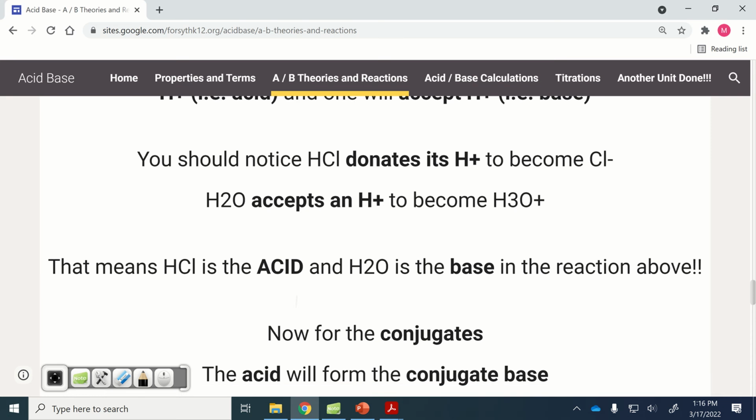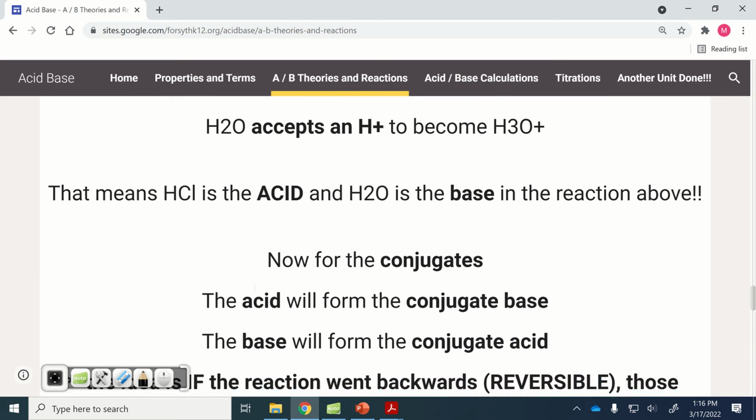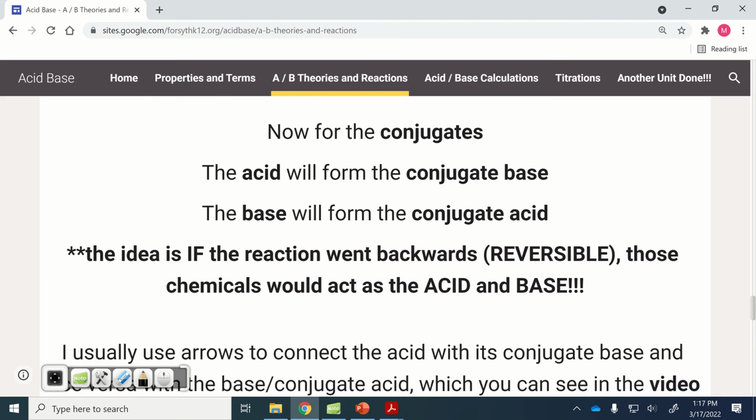All right, so we got to this point. HCl is the acid, H2O is the base. Now for the conjugates, the acid will form the conjugate base. What I mean is what's left over of the quote-unquote acid is now the conjugate base on the product side. So the conjugates are always on the product side of the reaction. The acid will become the conjugate base, the base will become the conjugate acid. So it's kind of a flip-flop here. They have to switch.